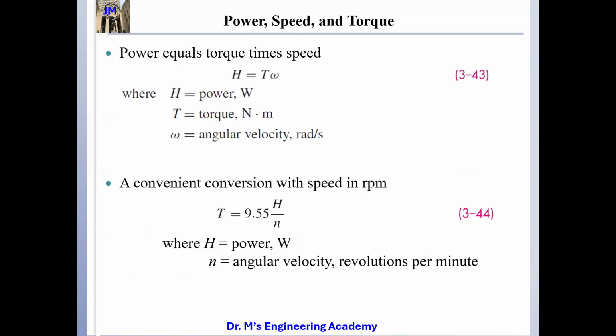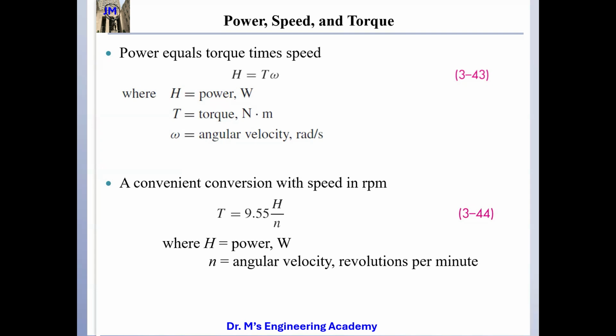So we talk about power, speed, and torque. These are commonly used concepts when we design something. When you design a machine, you need to know the power you want the machine to output, the rotating speed of the shaft or gear, and how much torque you want to transfer. So power equals torque times speed. We use H for power: H equals the torque multiplied by omega, where omega is the rotational speed.